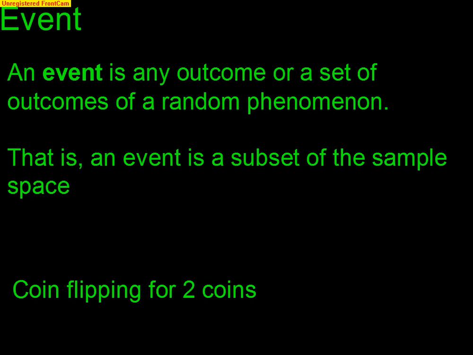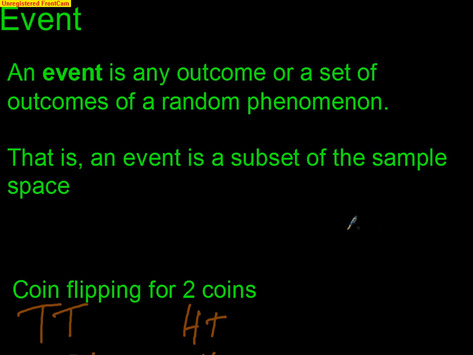So an event. An event is any outcome or a set of outcomes of a random phenomenon. That is, an event is a subset of the sample space. So let's go back to flipping 2 coins, and we'll use this because it's so easy that we can understand it easily. So we know this sample space looks something like this, right? Because we just did it. Okay.